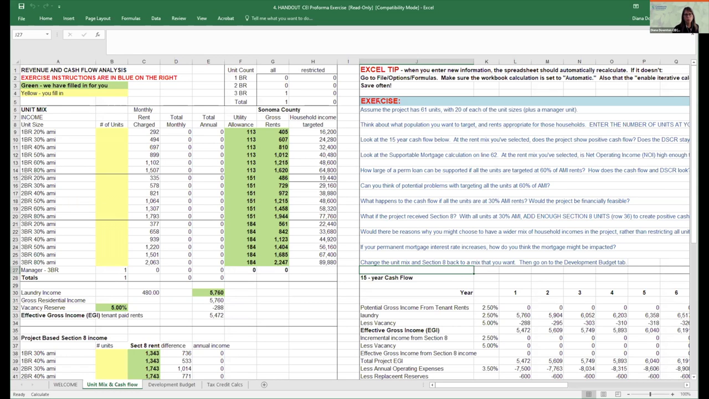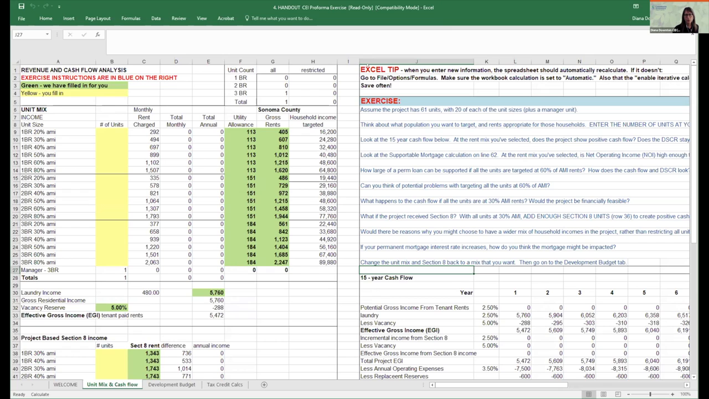And then on the right is a description of the exercise. The exercise is a combination of you inputting information and then just thinking about that information and the decisions or the thought process that you might go through as you were setting up the financial feasibility of your project. So hopefully the instructions for the exercise are fairly straightforward.